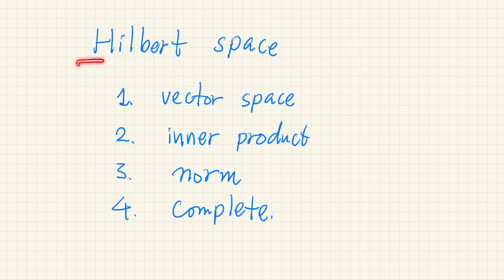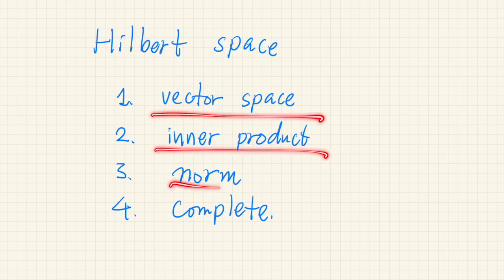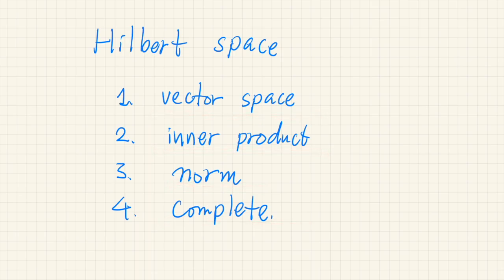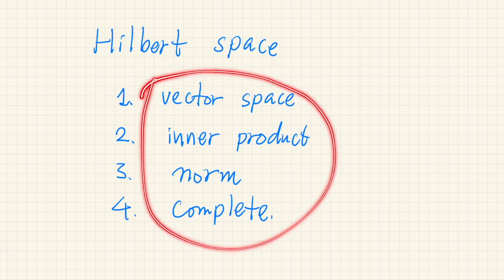A Hilbert space is a vector space which has an inner product which induces a norm with respect to which it is complete. In this video, we study the Hilbert space in an abstract manner. We first review each of these aspects in turn and then show some of the basic properties or general properties of the Hilbert space which can be derived from these conditions.